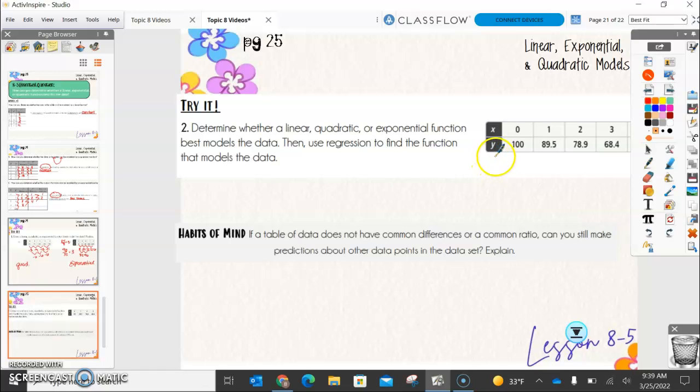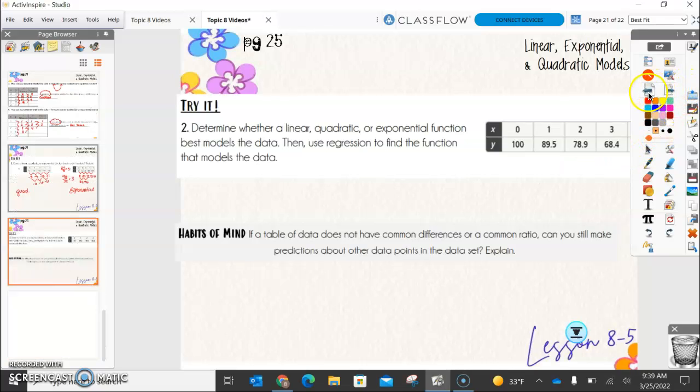One other thing you can do when you have a table and you look at what it's changing by each time, and you decide if it's linear or exponential, you can make an equation on Desmos. So first of all, to decide if it's linear, quadratic, or exponential, we're going to go ahead and find those differences and see what we think. It certainly doesn't seem to be multiplying, but let's check it out.